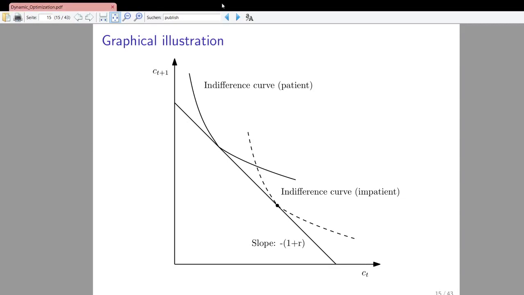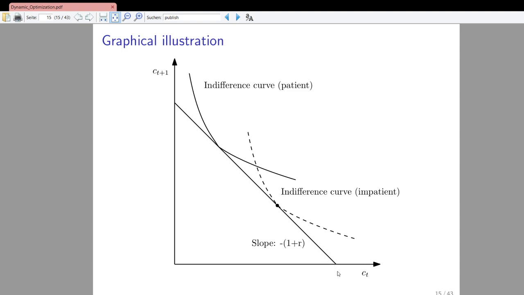Now we can illustrate the consumption-Euler equation by means of a graph where we plot consumption in period t on the horizontal axis and consumption in period t+1 on the vertical axis. Then we have the intertemporal budget constraint, and this has a slope of minus (1 plus the interest rate). So that's basically the price with which we can shift consumption over time. If we sacrifice a certain amount of consumption today, we can buy 1 plus r times the amount we sacrificed in additional consumption tomorrow. That's what the slope of the intertemporal budget constraint tells us.